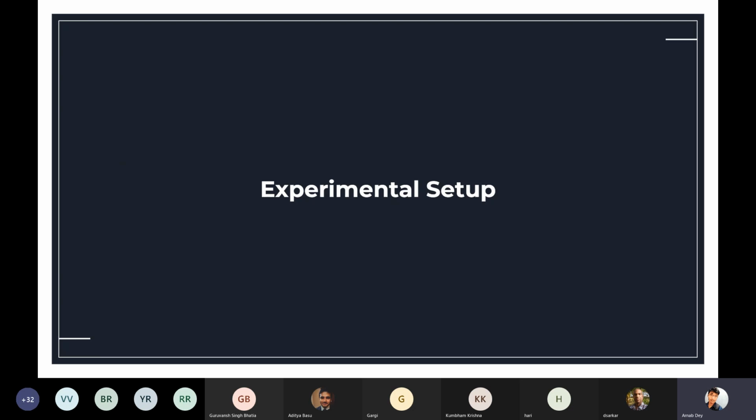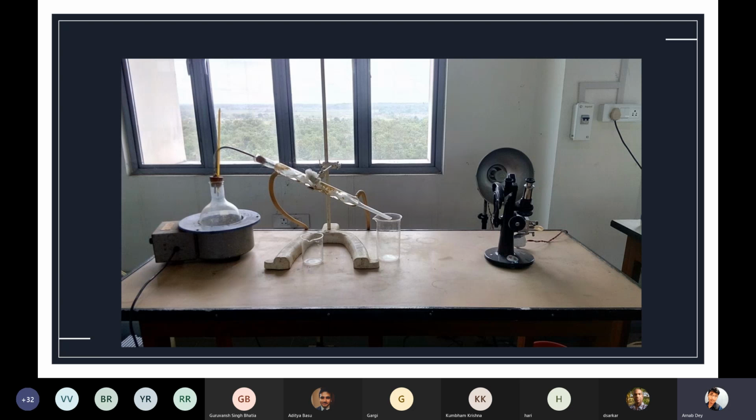Okay. So this is basically the experimental setup available in our lab. In the left hand side, we can see the apparatus we use to perform the batch distillation. And in the right hand side is the refractometer we will use to measure the refractive index. That refractive index is measured to determine the concentration of toluene and acetone in the mixture.